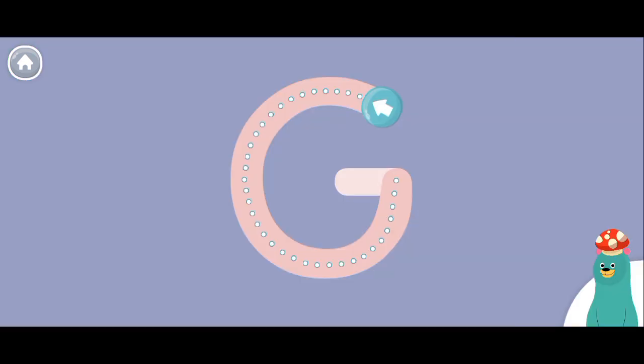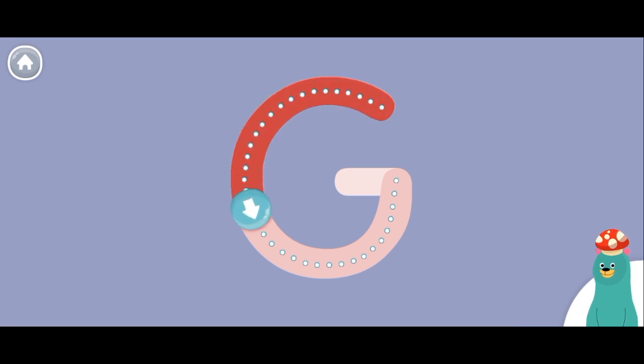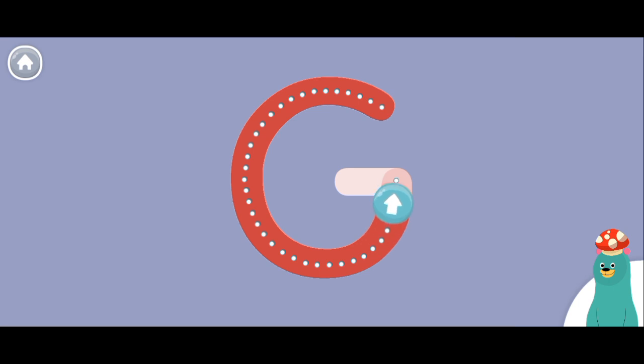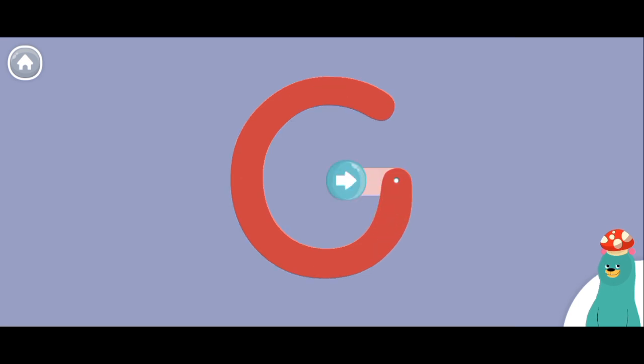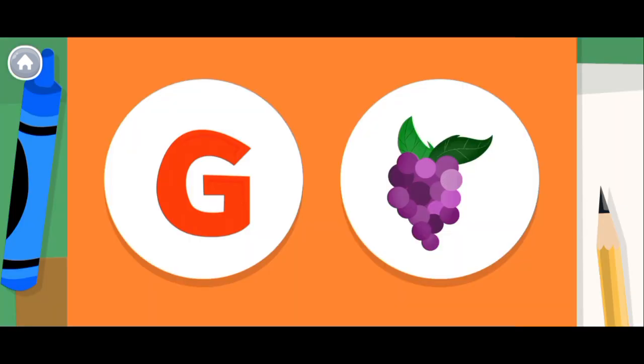Next is G. G says G. Can you say it with me? G. Let's trace the letter G. Great job. G for grapes. The sound is G. G for grapes.